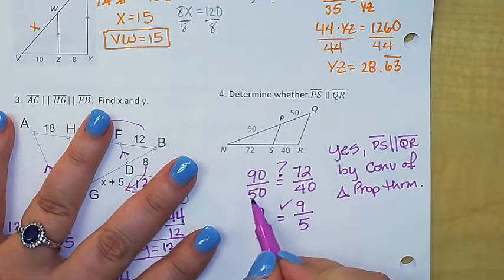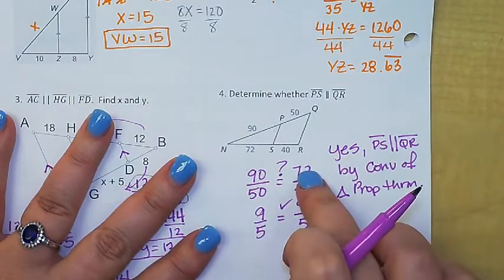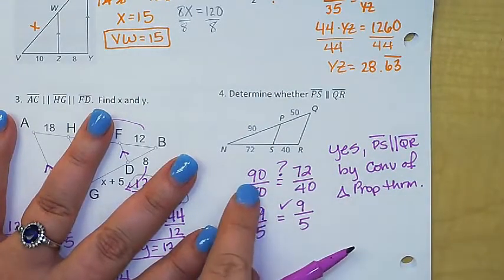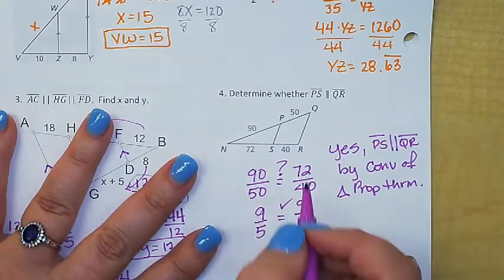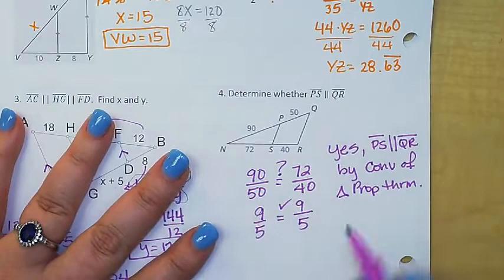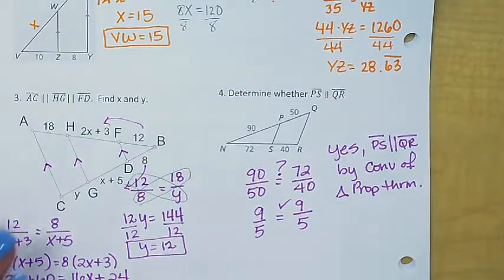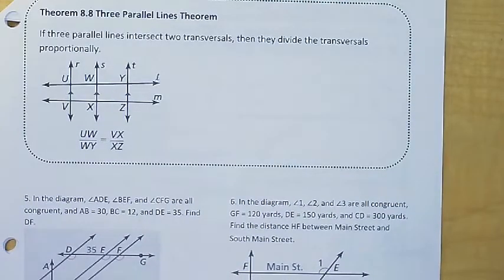You could also, like I said, do the cross products, check those, and you'll see that 50 times 72 gives you exactly the same answer as 90 times 40, sorry. And since those two products are the same, then it's proportional. So you could do the reducing, or you could test the cross products. Okay, so now we know the triangle proportionality, and we know the converse of it.